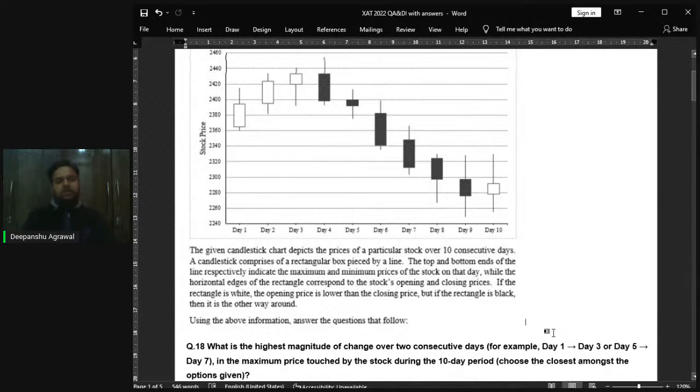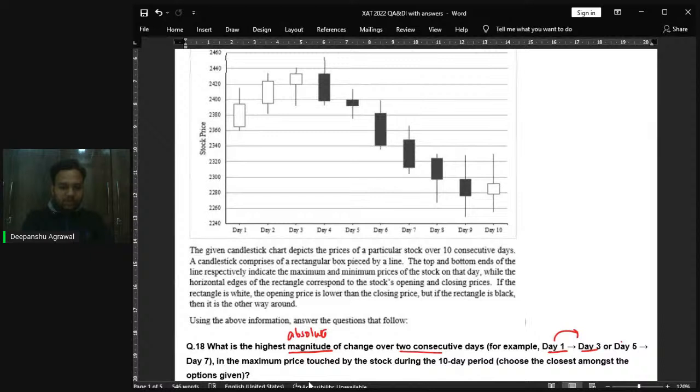All right. So question number 18 is asking what is the highest magnitude of change. We are not being asked the percentage change or the relative change. We have been asked the magnitude of the change, that is the absolute change, over two consecutive days. For example, if day 1 is considered, then day 3 would be the next data that we have to take. So day 1 to day 3 or day 5 to day 7, we have to calculate, right?